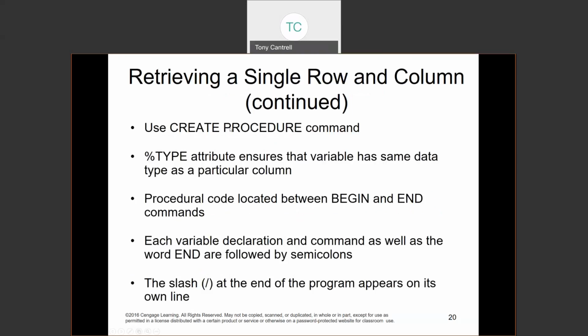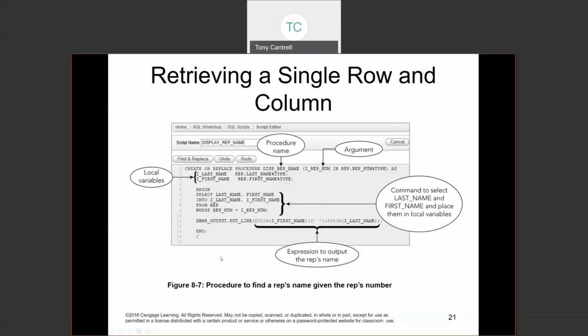Access does not support it. You create one using the create procedure command. The %type attribute ensures that the variable has the same data type as a particular column. This saves you time because you don't have to go back and check the data type of every column or field in your database. You can just always use %type, and no matter what it is, it'll make it that data type. Procedural code is located between the begin and end commands. Each variable declaration and command, as well as the word end, is followed by a semicolon. You use the / at the end of the program, and it appears on its own line.